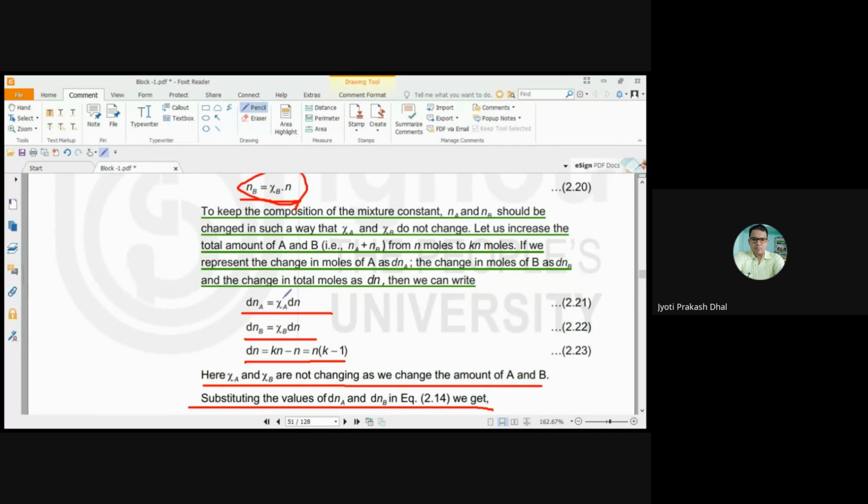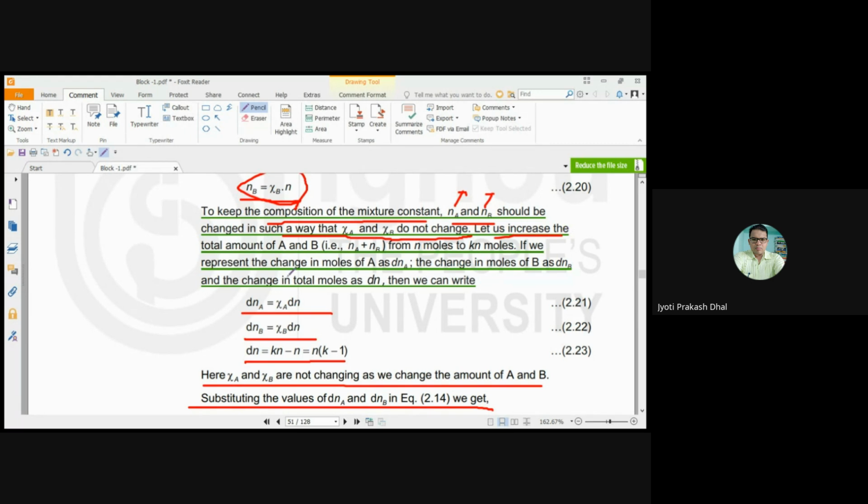And similarly, if we want to keep the composition of the mixture constant, that means the percentage of each component will remain constant. That is, Na and Nb should be changed in such a way that Xa and Xb do not change. That means if you add both A and B in equal proportion, Na in the mixture will change, Nb in the mixture will change, but Xa and Xb will remain constant.